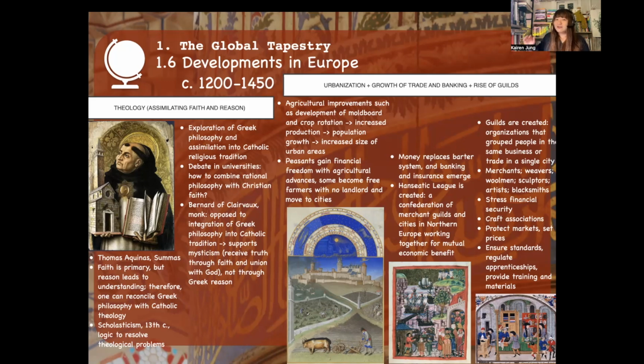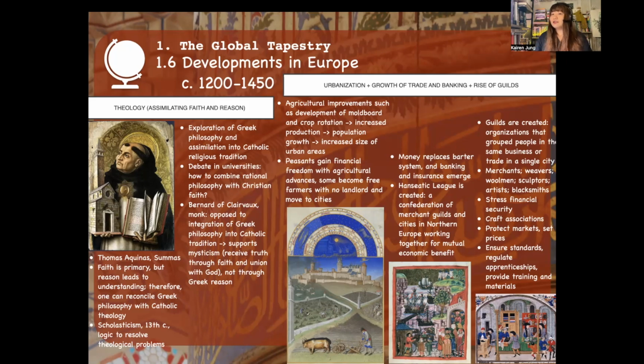You had agricultural improvements, like the development of the mold board and crop rotation. Increased production led to population growth and increased size of urban areas. The peasants would gain financial freedom with these agricultural advances. Some became free farmers with no landlord, and eventually they moved to cities. Money replaced the barter system, and banking and insurance emerged as the Hanseatic League was created. It was a confederation of merchant guilds and cities in Northern Europe working together for economic mutual benefit.